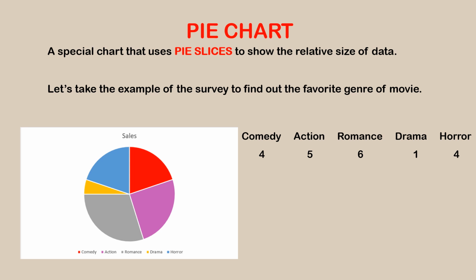Pie chart. A special chart that uses pie slices to show the relative size of data. Let's take the previous example of the survey to find out the favorite genre of movies. In this pie chart, we can see that romantic movies have a lead over other genres of movies.